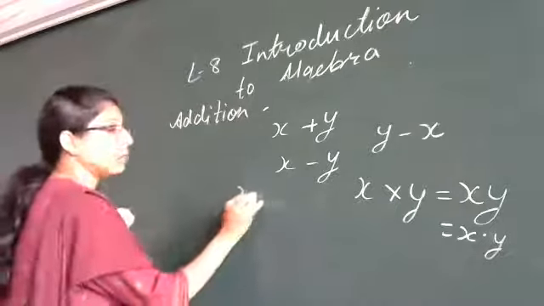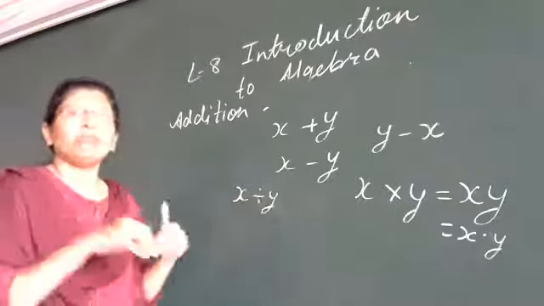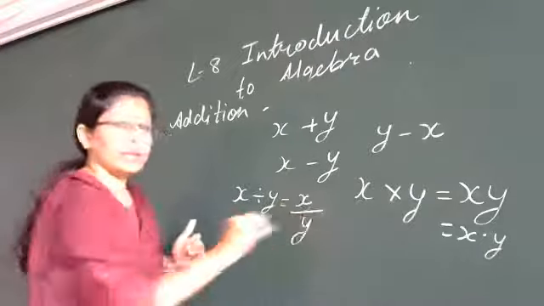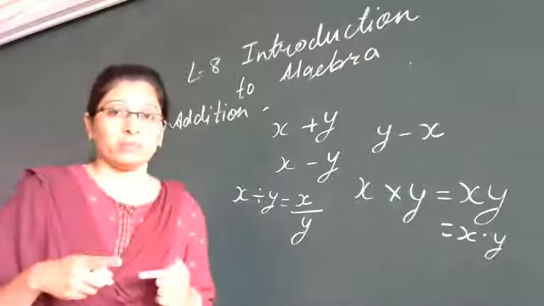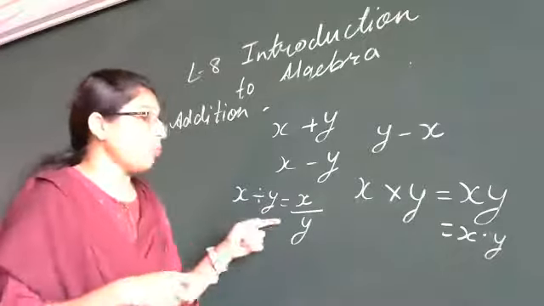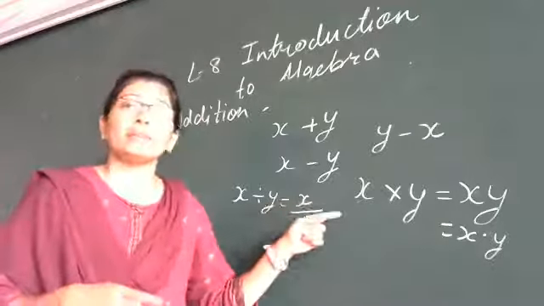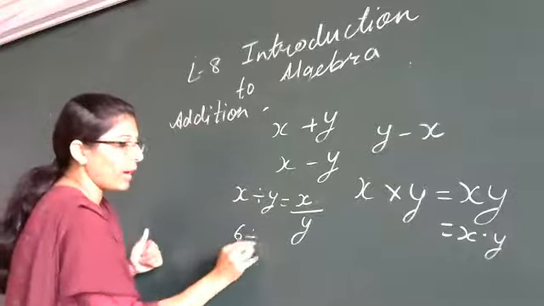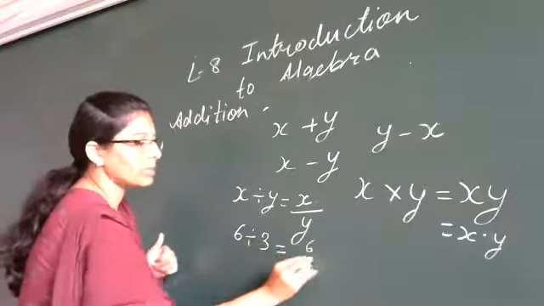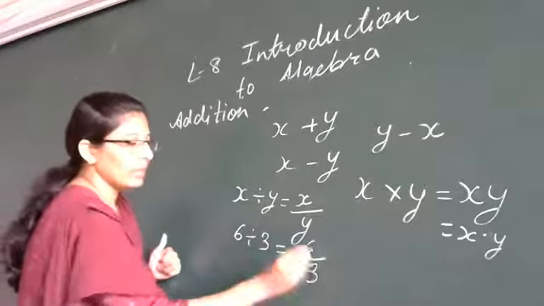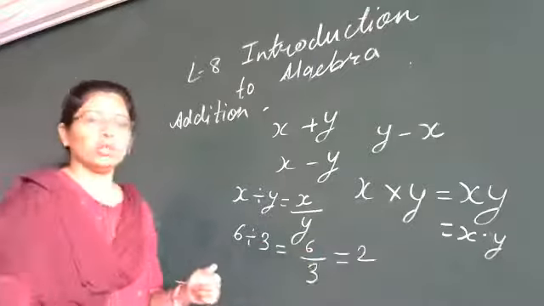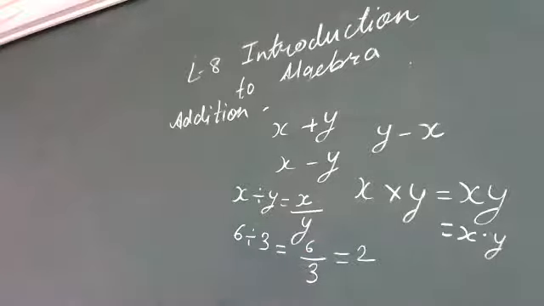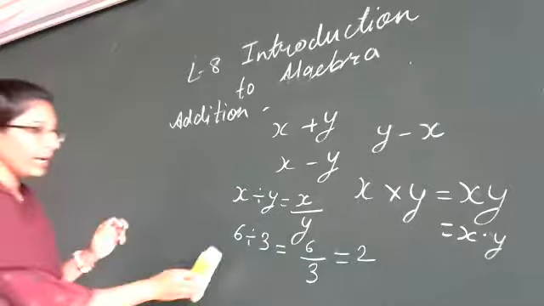Now division. Now if x and y are two variables, then x divided by y we can also write as x by y in fraction form. Okay? X divided by y we can write as x by y. For example, if it is 6 divided by 3, how we can write 6 by 3? So 3 ones are 3, 3 twos are 6, so answer is 2. Yes?